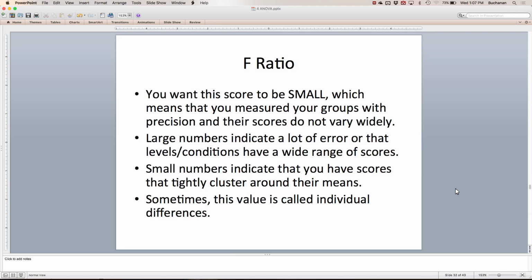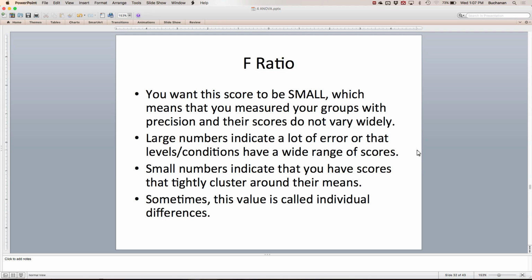Sometimes this is called individual differences. And while that sounds good, like everybody's their own unique snowflake, in research that's not good. You want them to be the same. Because then you don't know what happened. And you toss it down the street.